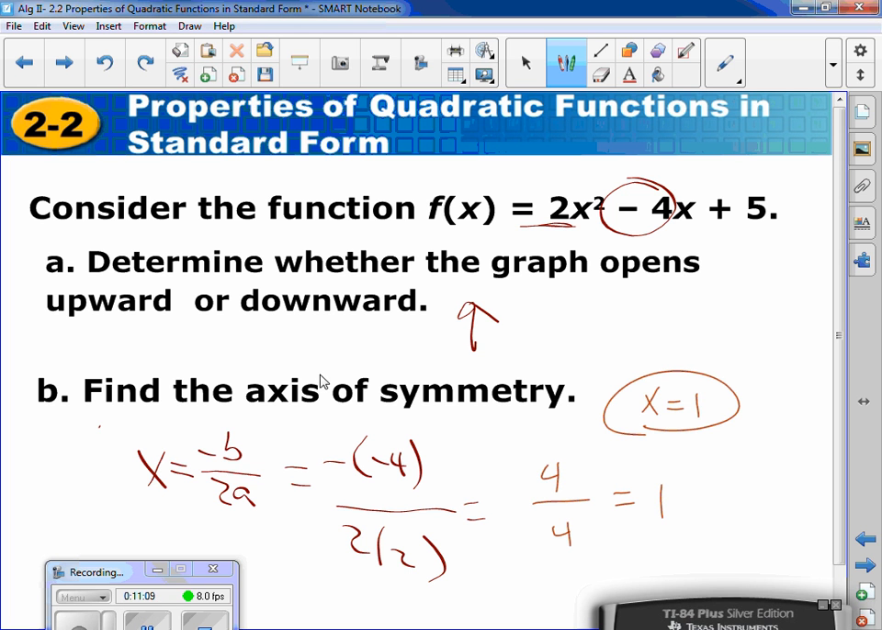If we're to graph this parabola, that means if I drew a dotted line through positive 1, it's going to cut the graph in half. And I know the graph has to go this way because of the positive.